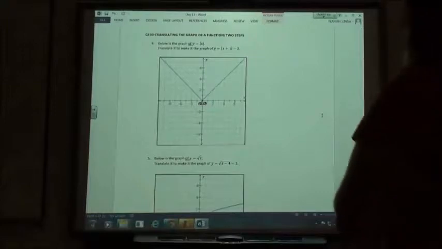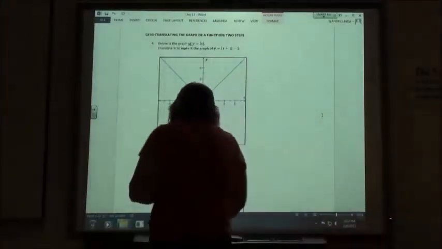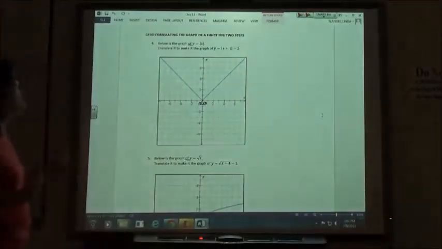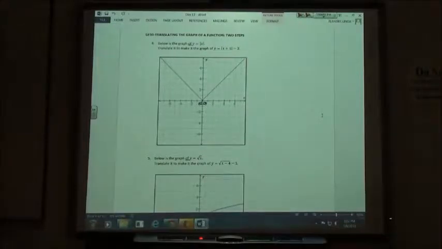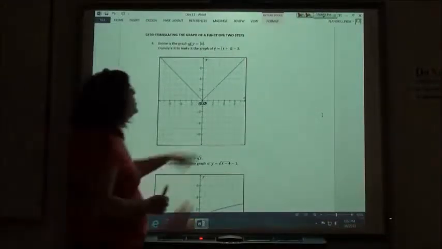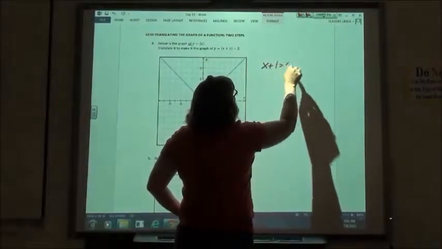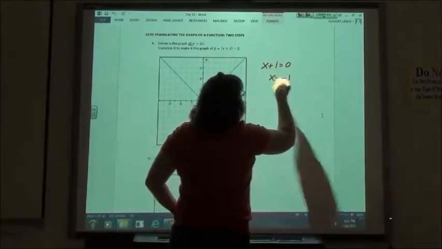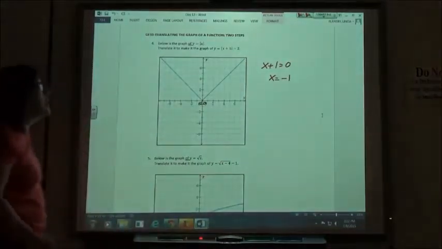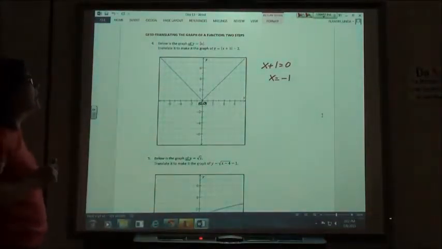4, 5, and 6 talk about translating the graph of the function, and we referred to it when we were graphing absolute values and parabolas, that we have that shift. If it's in with the x, we have to say x plus 1 equals 0, and when we solve it, it moves it in the opposite direction.